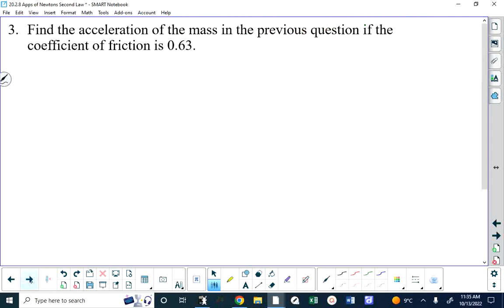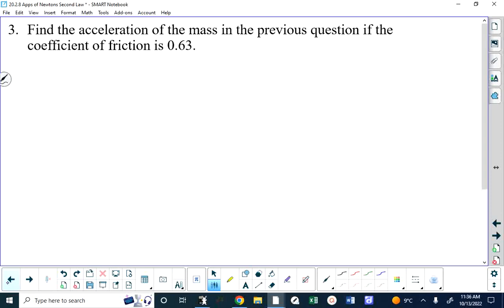One final question. What would the acceleration of the mass in the previous question be if the coefficient of friction was 0.63? How many of you suspect you know the answer to this question? Maybe. I mean, why would I ask you another question if it was identical to number 2? I've increased the coefficient of friction, and I think I've increased it enough so it won't slide.